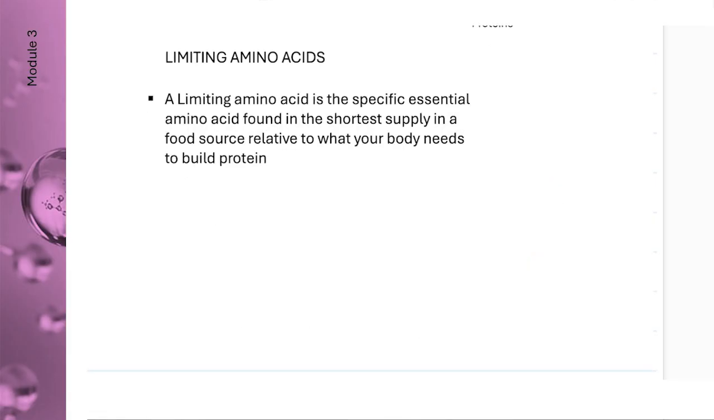So earlier, in the previous slide, we talked about limiting amino acids. What are they by definition? I explained them, but if you need a definition, the limiting amino acid is the specific essential amino acid found in the shortest supply in the food relative to what the body needs for protein synthesis. If you remember that example of a protein that needs to be produced, but that protein is made up of different amino acids, if those amino acids are not available, the process is truncated.